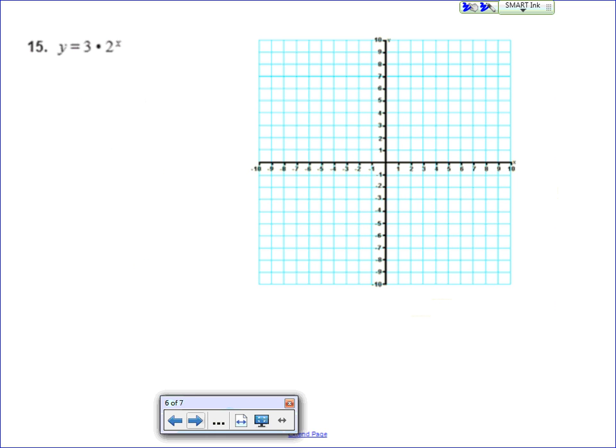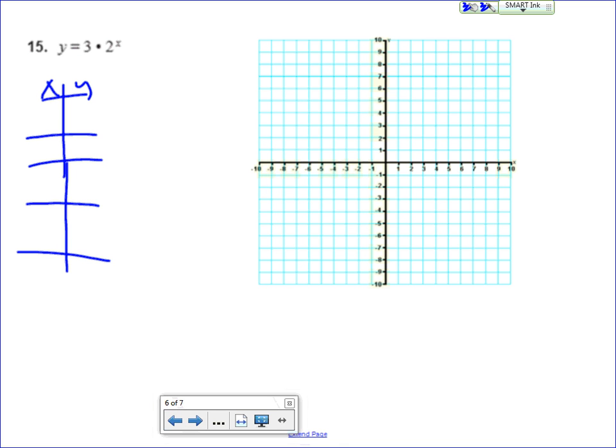So if I were to look at this one, 3 times 2 to the x power. Okay, so again, we got an x, we got a y. So I've got a negative 2, a negative 1, a 0, a 1, a 2. If I put in a negative 2, I'd have 3 times 2 to the negative 2 power. So that's 3 times 1/4, which is 3/4.